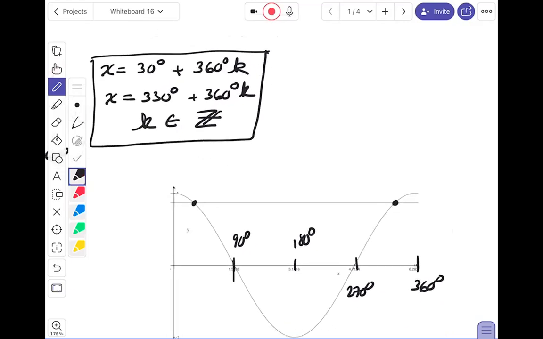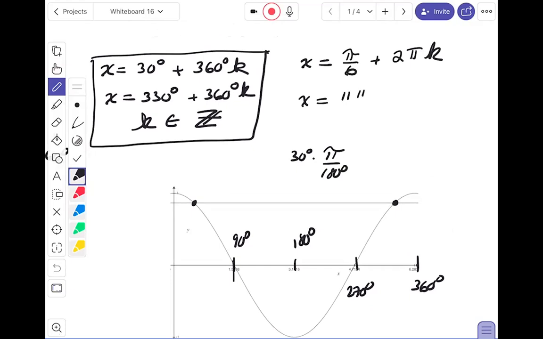And radian measure, I'll write this over here. Let me write this down, 30 degrees times pi over 180 degrees. What would that give you? Pi over 6. You should know that 360 degrees is 2 pi. X equals, well, 330 is 11 times 30. So it's 11 pi over 6 plus 2 pi k. Put a box on this.